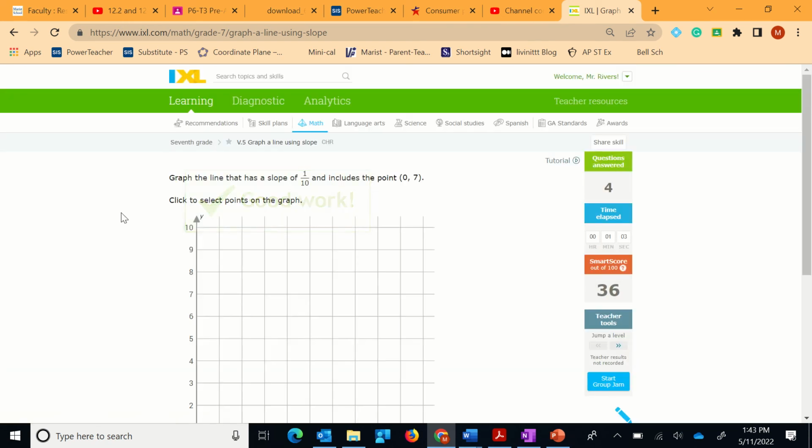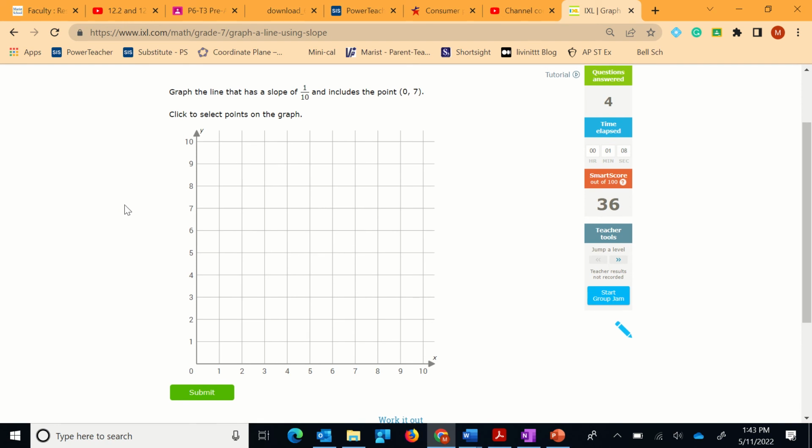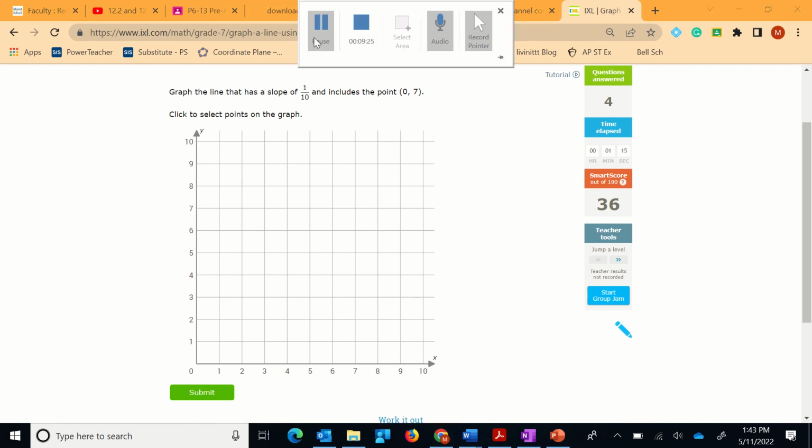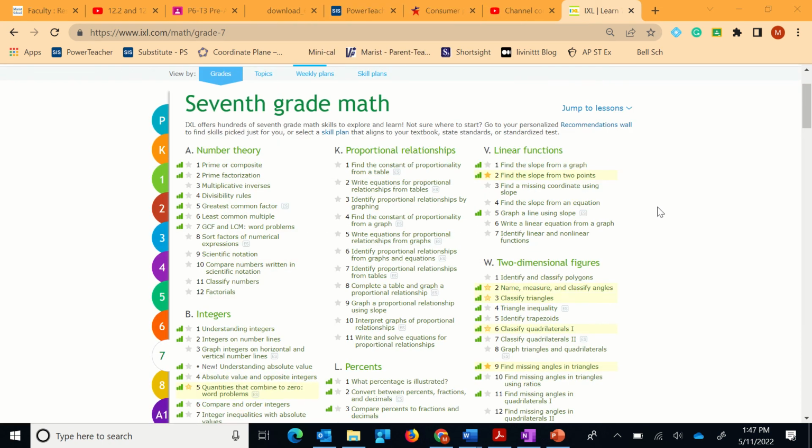So go ahead and work on this. Plot the points and graph the line. I should add, I want you to get to 100 on all these IXL assignments today. All right, last IXL assignment here.